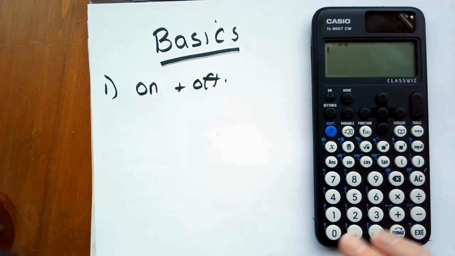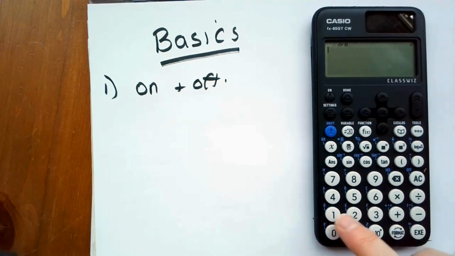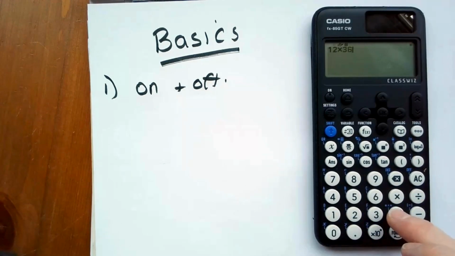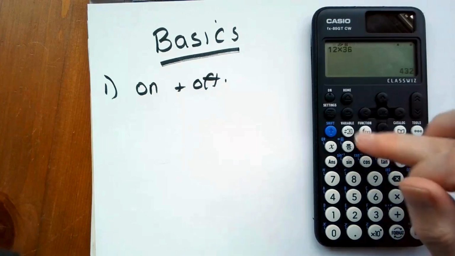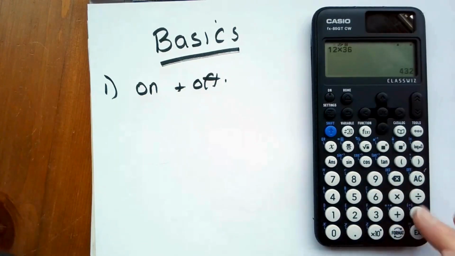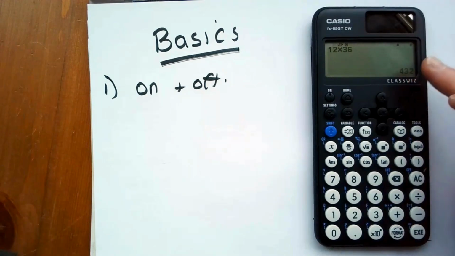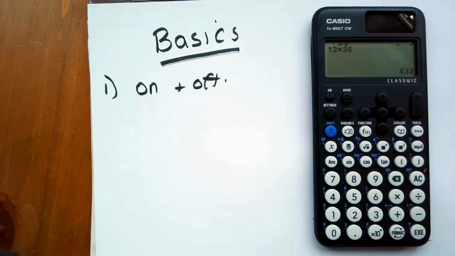Okay, so if we're doing a calculation, let's just put in anything: 12 times 3, 12 times 36, like that. So we type the numbers in, do what we want, and then we press EXE for execute, or it's our equals button. We press that, but how do we delete that? I didn't want to say 36, I wanted to say 3, for example.